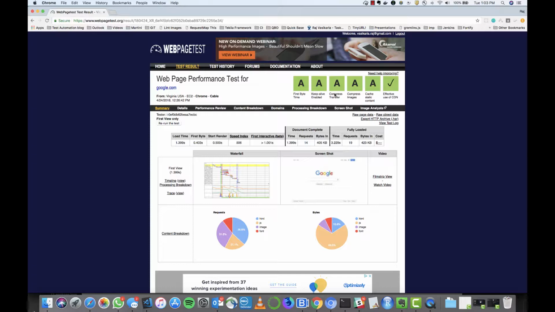The grades are organized so that the most critical one appears first. This means you should first focus your efforts on optimizing things like connection reuse and gzipping, before moving on to other important but less impactful things like image compression and content delivery networks.